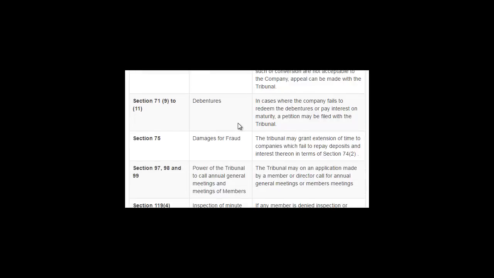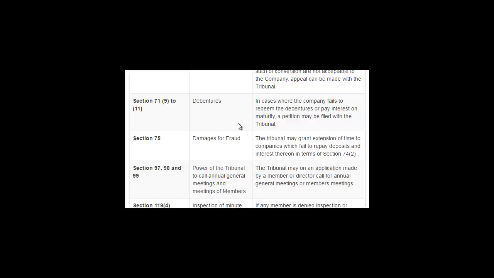The whole section talks about the issue of debentures: in cases where the company fails to redeem the debenture or pay the interest on maturity, a petition can be filed with the tribunal itself, and it can be filed by any aggrieved person or any concerned person or a person who is deemed to be affected by the same. Now it provides a very great and broad image of the NCLT to the world.